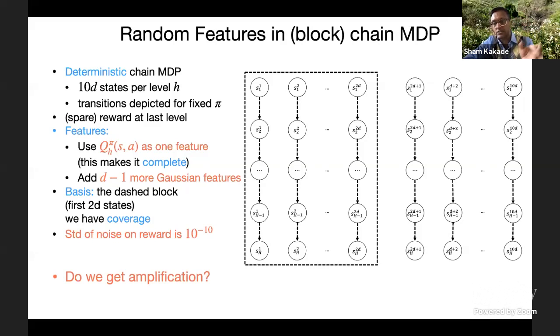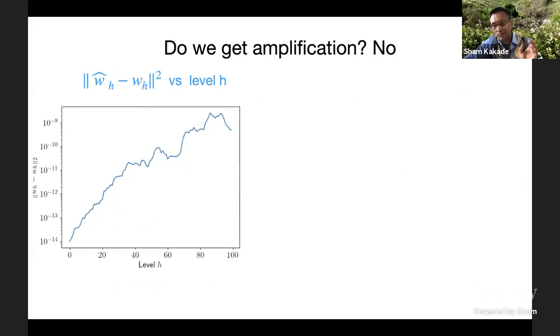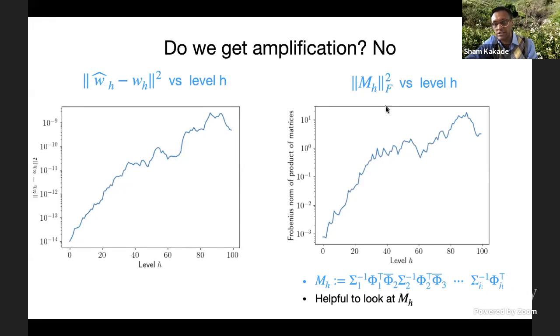And we ask, do we get amplification? So we tried this. No. Same plot: you do level by rewards, it's like 10 to the minus 10. You see no amplification. You can look at the Frobenius norm of that mess of products of matrices, and there is no amplification.